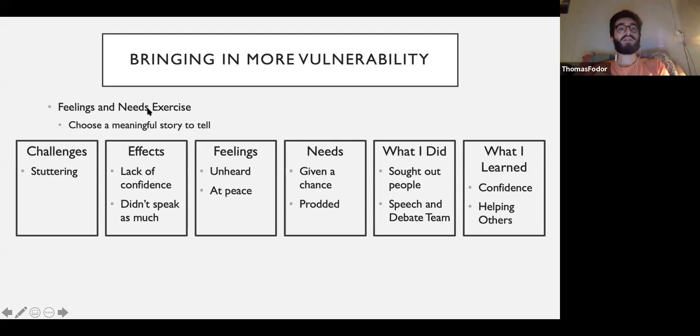Your challenge affects feelings. Those are your wants, especially your feelings. What are your needs? You're given a chance, being prompted. This could also be very similar to what you want. Now, what did you learn, or what was important? That was what you needed. You needed to gain confidence, or you needed to realize that helping others was important, or something along those lines. And so you can use the feelings and needs exercise to look at this want versus need aspect of your own story.